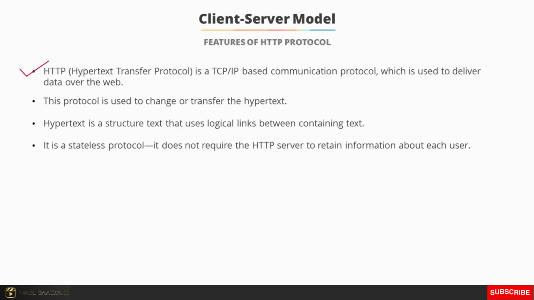It is a TCP/IP based communication protocol which is used to deliver data over the web. So the moment you send data, you can be guaranteed that this data is received at the other end. You do not have to bother about checking that. The protocol is used to transfer hypertext. So you can send HTML, or hypertext markup language. Hypertext is a structure of text that uses logical links between containing text.